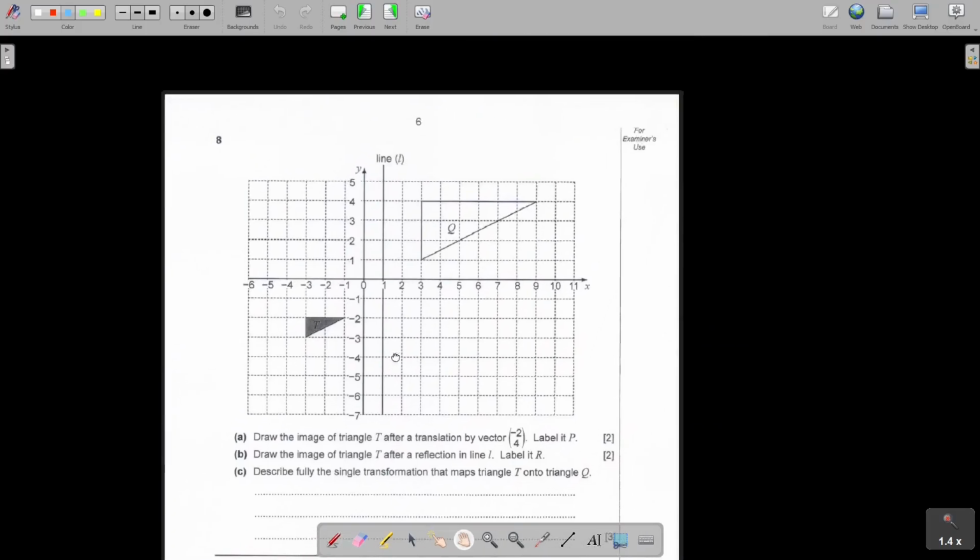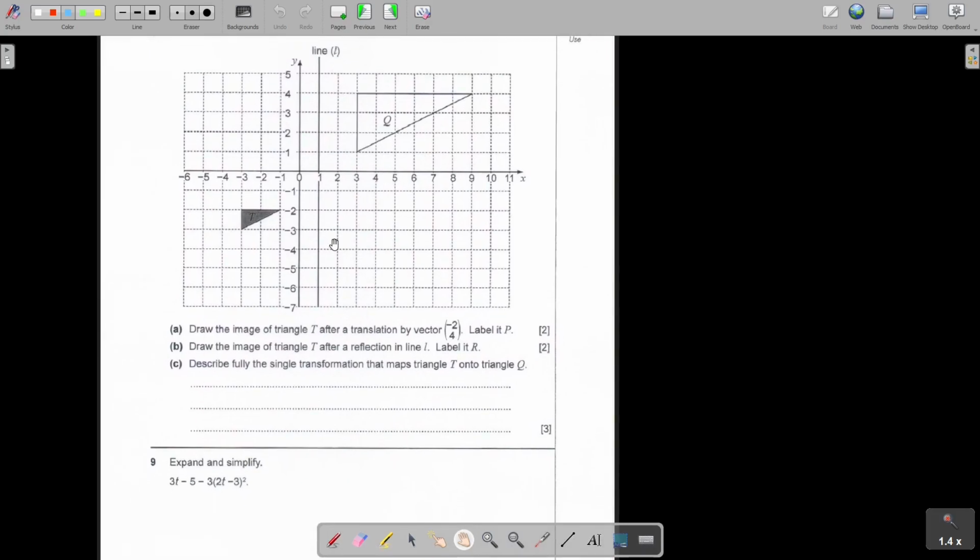Here I am, back at my sketch. There it is. Now they say, draw the image of triangle T after a translation by the vector, and they say label it P. That's very good. So this is T. Now it's -2. Always check if it's one block, one unit, but that's nice. It's not always like that. Sometimes they can make 2 blocks, 1 unit, and the unit is the one that's telling you. You don't go according to the blocks, you go according to the units. But this one is nice.